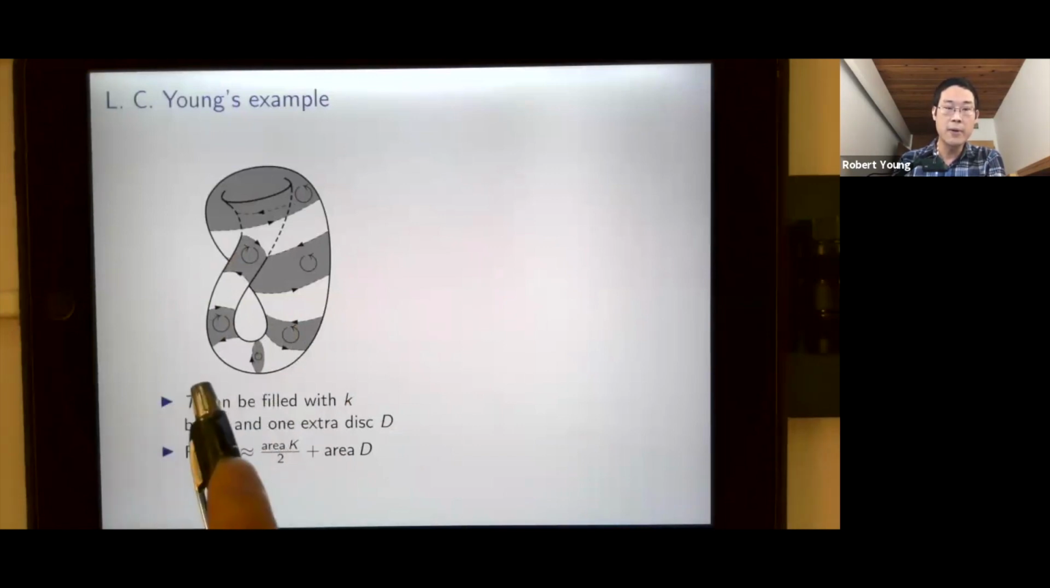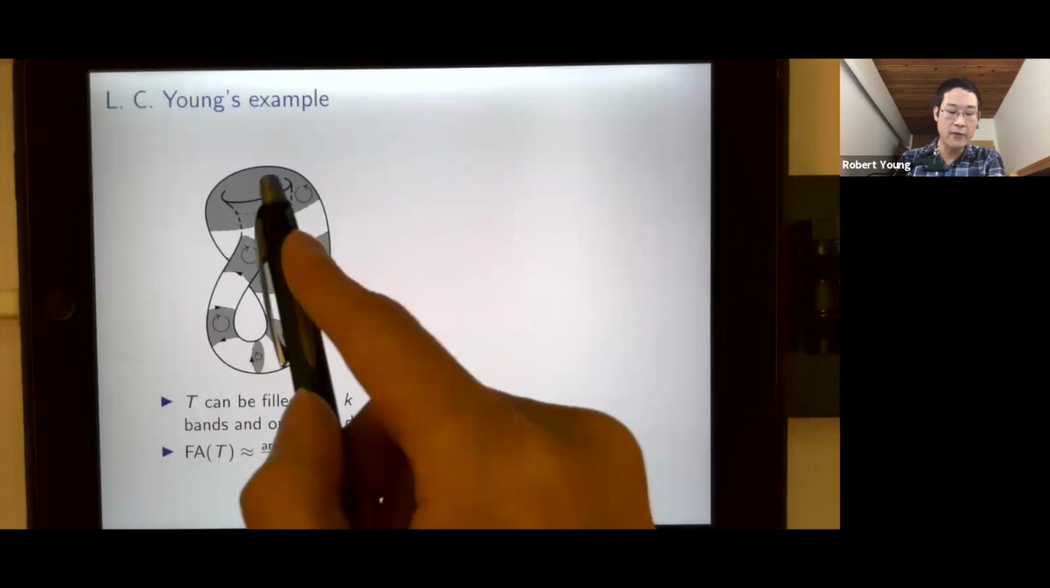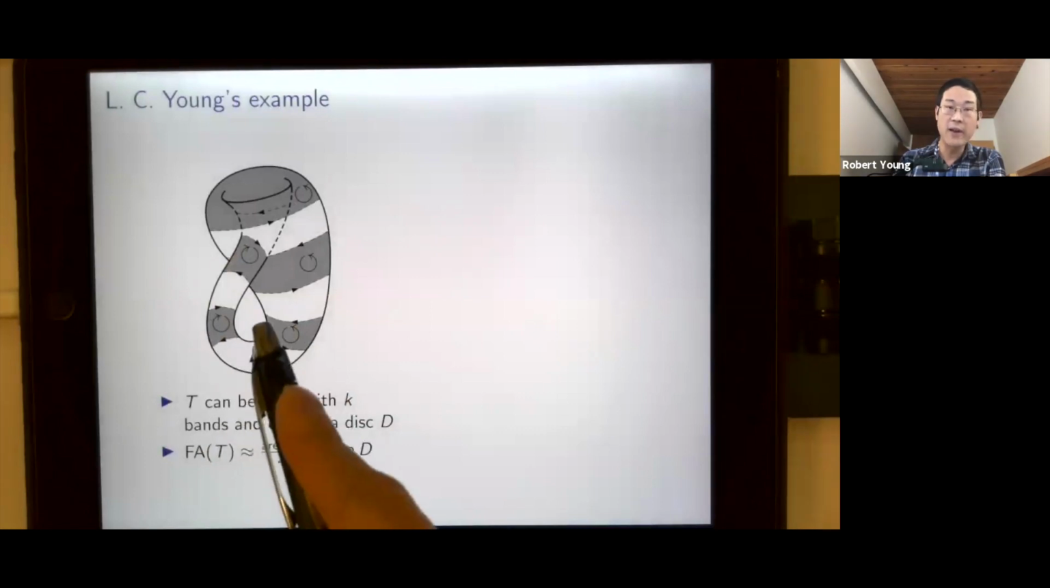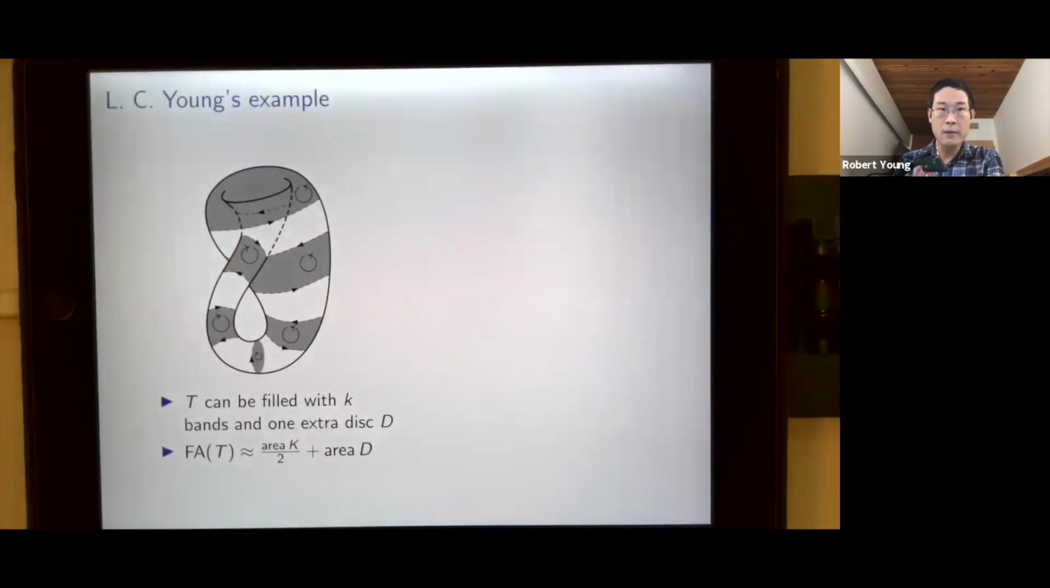And if we do that, we get a filling of t, where the area of that filling is roughly half the area of the Klein bottle plus the area of that extra disk. And this is more or less optimal when k is large. The filling area is roughly half the area of the Klein bottle plus the area of that extra disk.